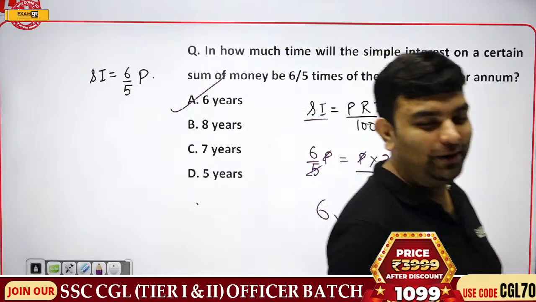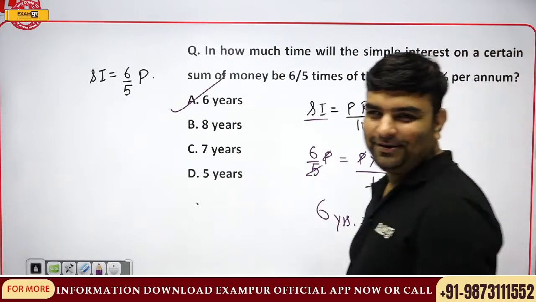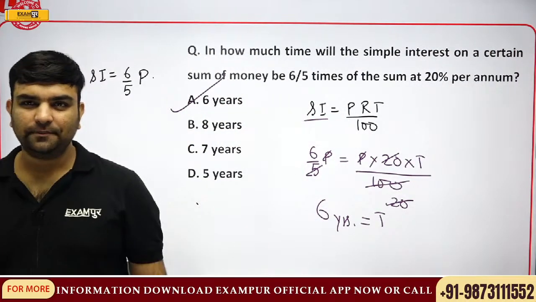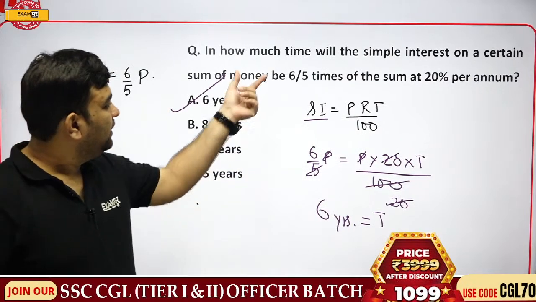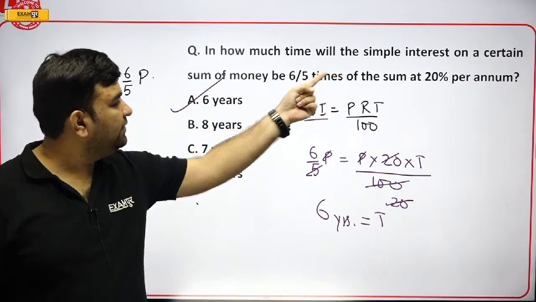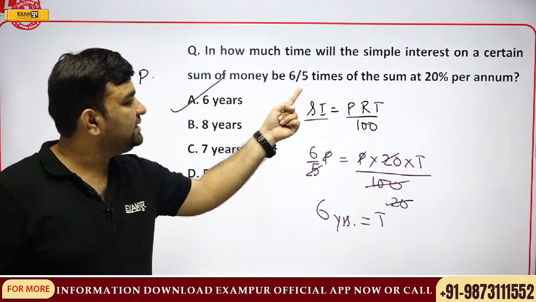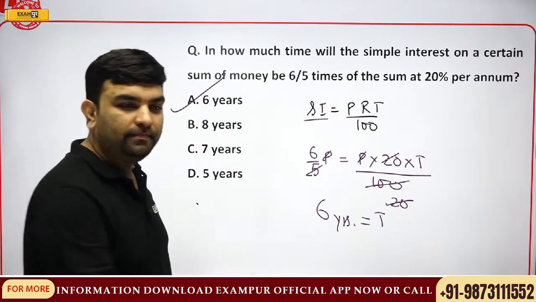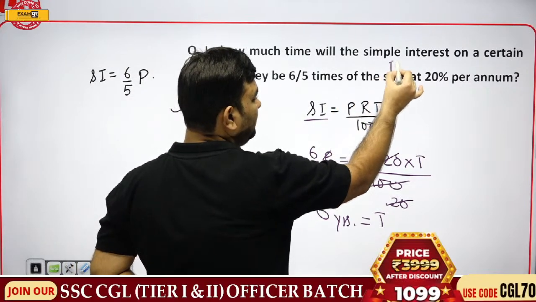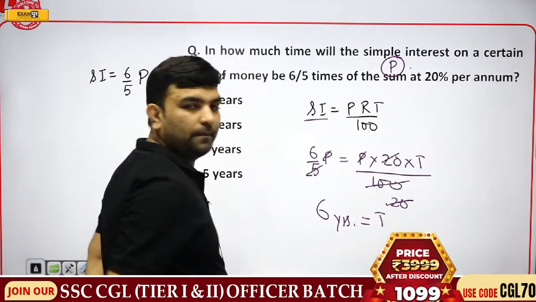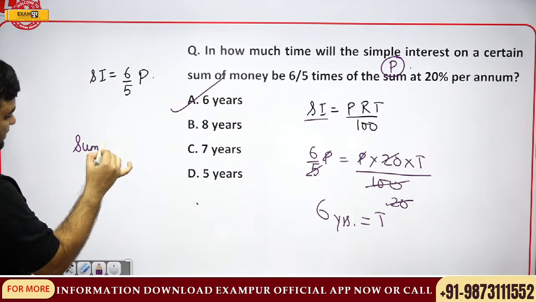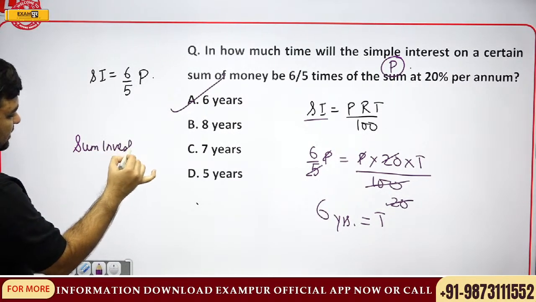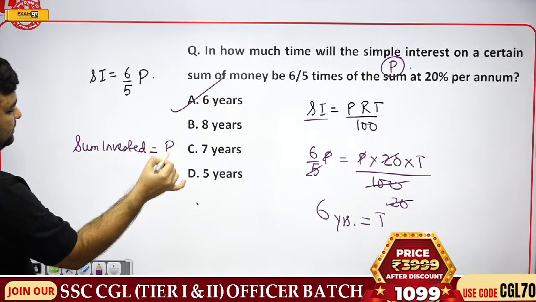Well done, Prajwal, Ombir and all. You are champions. SI is given as 6 by 5 of principal. In how much time will the simple interest become 6 by 5 of the sum? This sum means the principal. Sum invested denotes the principal.